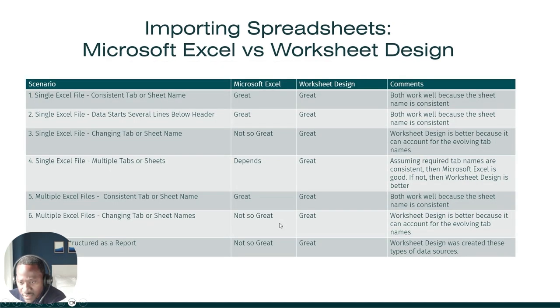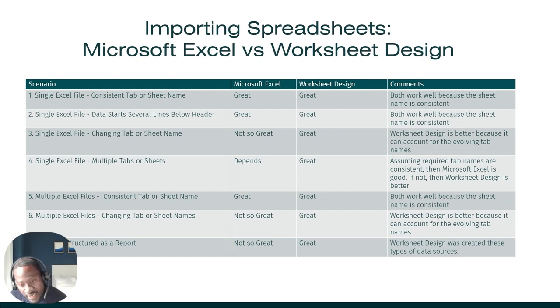Okay. All right. So as we prepare to get pretty hands-on with importing spreadsheets here, we're going to look at seven different scenarios. The first four are basically looking at single Excel files and the different variations of those. So you might have an Excel file where the tab name or the sheet name is consistent throughout. You might have another one where every time you get the spreadsheet, the tab or the sheet name is different. Or number two, you get the spreadsheet, but the information is several lines below the header.